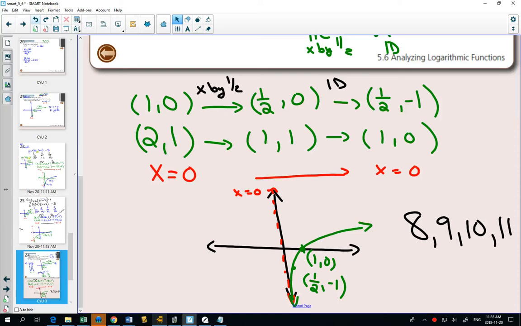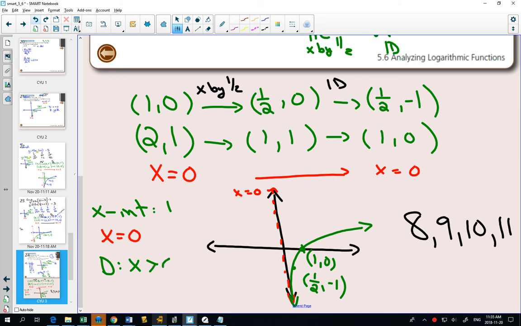There's a part C on the next page. Identify everything. So we do have an x-intercept. It is at 1. We have no y-intercept. We have an asymptote at x equals 0. The domain is x is bigger than 0, and our range is everything.